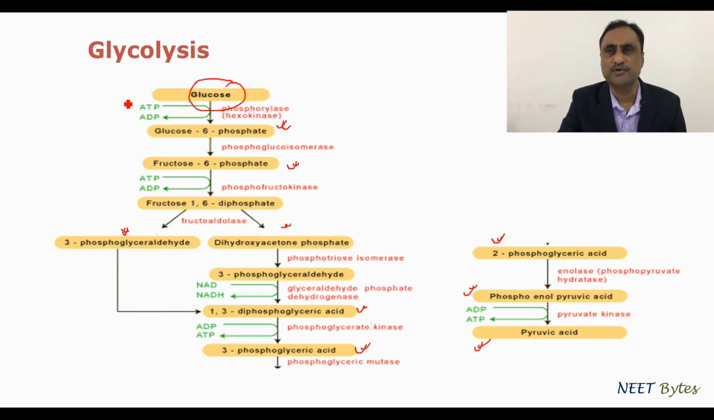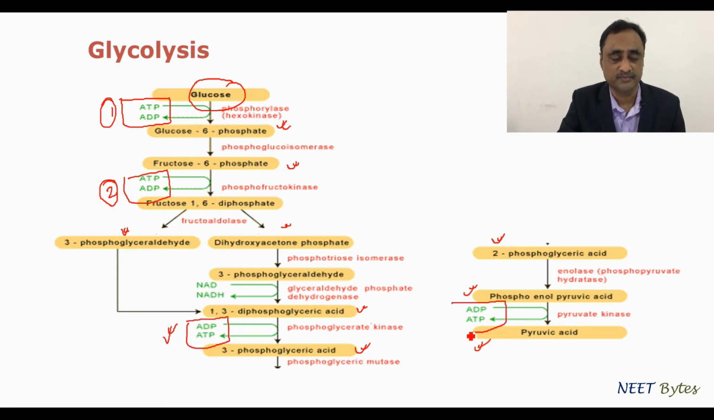The important thing you have to keep in mind is the place where ATP is consumed and the place where ATP is released. Mind it, this is one place where ATP is consumed, and this is another place where ATP is consumed. But there are another two places where ATP is released. Here it is released and here also it is released, right? So let's talk about energetics.